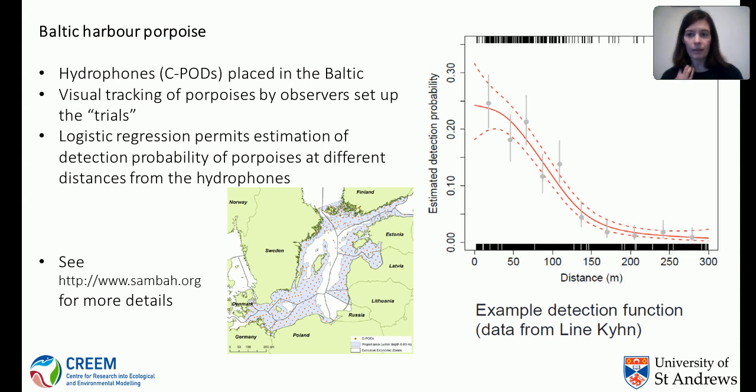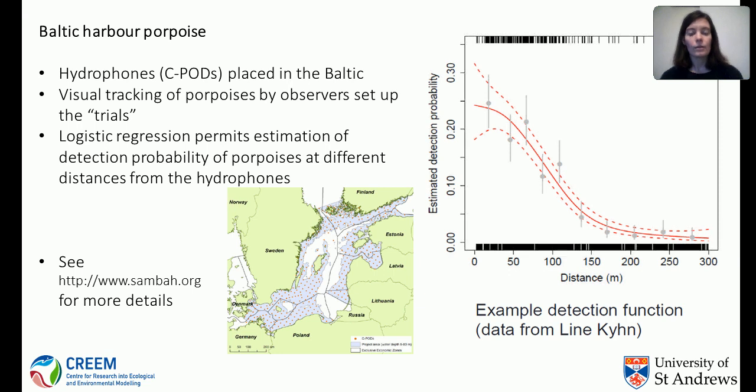And finally, another type of experiment to determine the detection function using this auxiliary experiment or trial approach was used with harbour porpoise in the Baltic Sea. And this was a passive acoustic study where listening devices, SEA pods, were placed in the Baltic Sea. You can see in this picture below several hundred SEA pods were actually placed around the Baltic. But there was no way to determine distance of detected porpoise from the SEA pods just using the detections alone. So a trial had to be set up where porpoises were visually tracked by observers going past SEA pods.